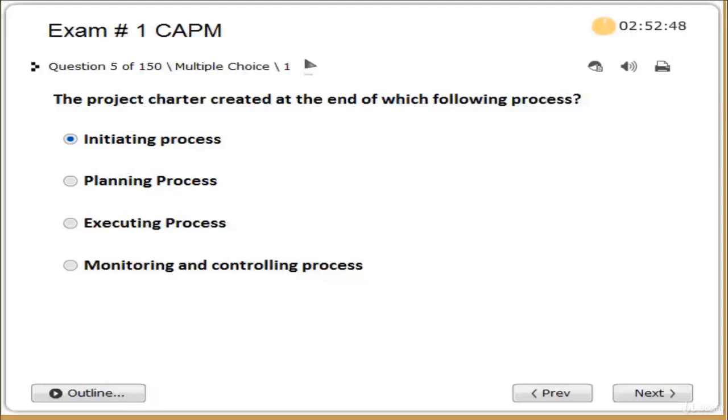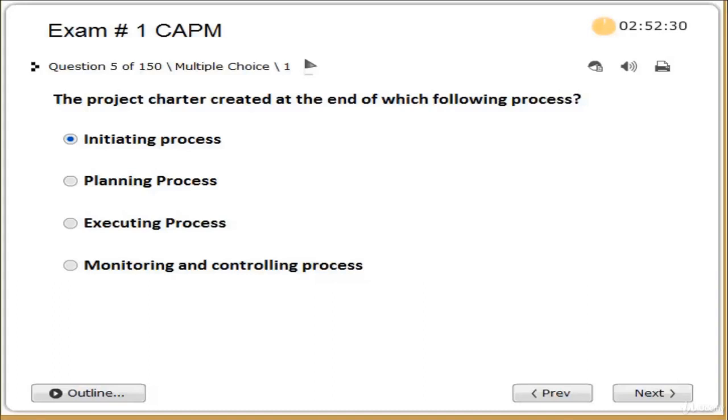It documents the business needs, assumptions, constraints, the understanding of the customer's needs, and high-level requirements. Option B. Planning process. In planning process, we can develop project management plan.